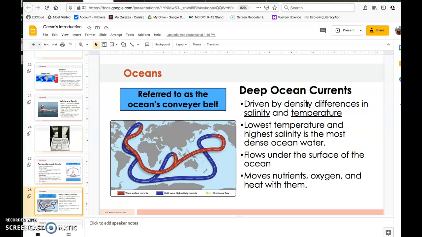These deep ocean currents flow under the surface of the ocean. Again, they're moving with more of a vertical movement. And these are important because they help move nutrients, oxygen, and heat with them. So while the surface currents moved primarily heat around, these ones move nutrients and oxygen as well. If we didn't have the deep water currents, we wouldn't have as abundant ocean life as we do have, because the organisms would use up all the nutrients in the system, and then we just wouldn't have any more. So these are really important, and again, they're driven by the salinity and temperature differences.